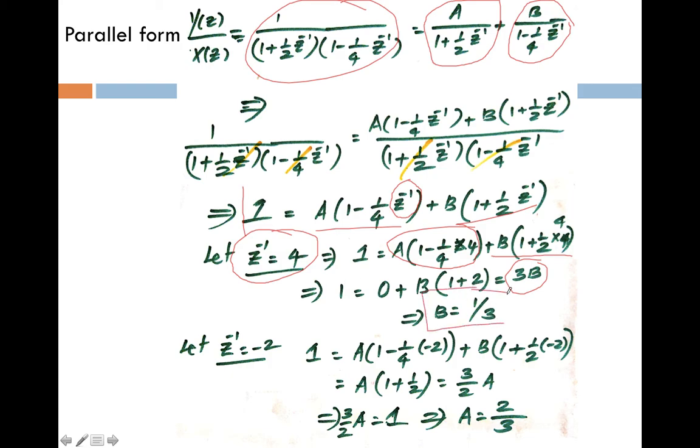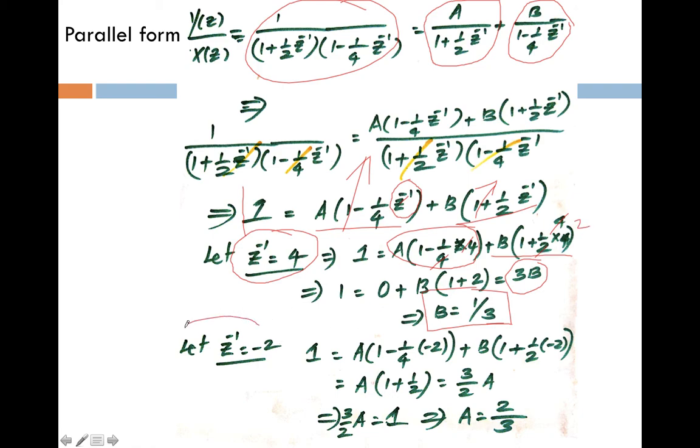Similarly, I have to make the A term equal to 0, then I have to make the B term equal to 0. If you want to make the A term equal to 0, you need to substitute z^-1 = 4. When you substitute z^-1 = 4, the 4 will get cancelled, 1 minus 1 makes the A term 0, and you will get some value for the second term, that is 1 + 1/2 into 4, which is 1 + 2, so 1 + 2 = 3B.